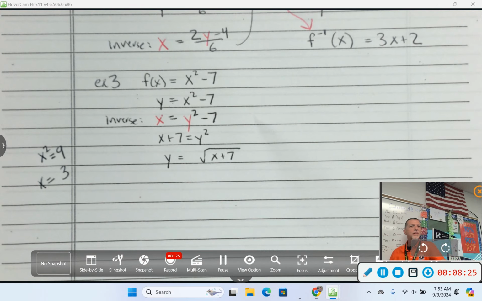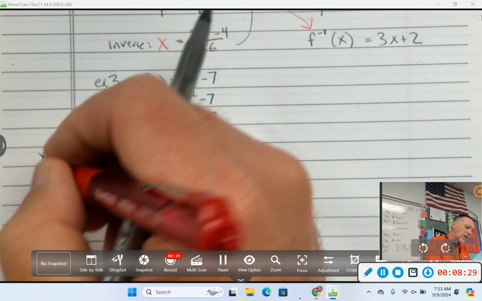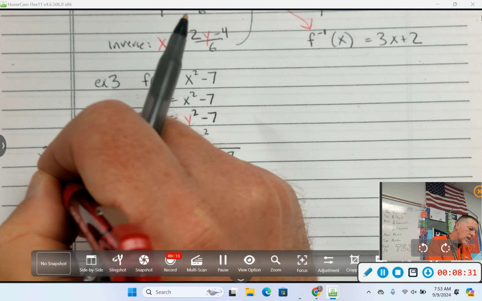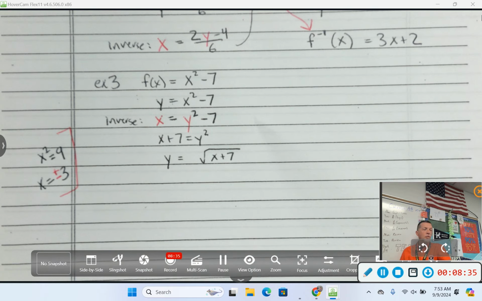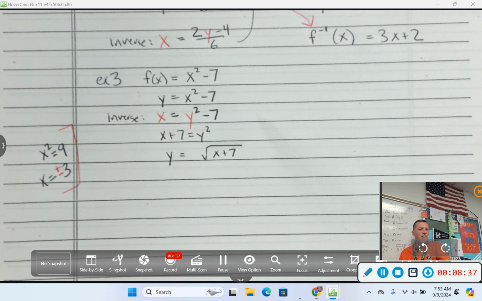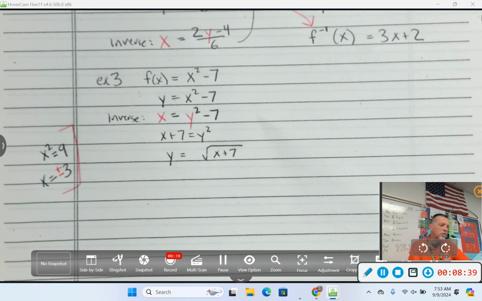3 isn't wrong, but it's not complete. It's plus or minus 3. Where did you get 3 from? This is a separate problem over here, to remind us that when we square root both sides, oh, plus or minus. You've got to put the plus or minus on there.